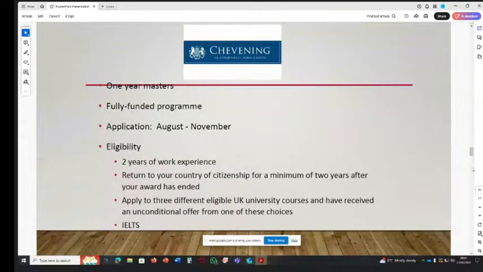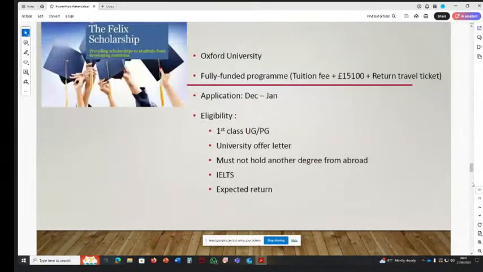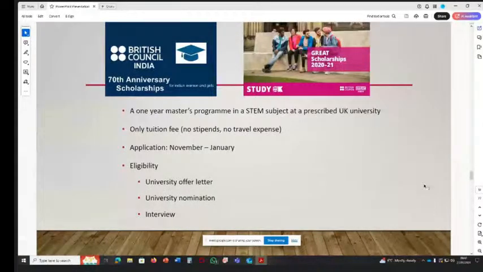Then the Chevening UK government scholarship. Have a look at the Chevening scholarship schemes. There is the Inlaks Shivdasani Foundation's scholarship schemes. Also the Oxford scholarships, which are for first class UG and PG. Definitely, it's Oxford University, so their criteria will be more precise and controlled. But everything is required. There is an IELTS or English requirement, so please keep it in mind.